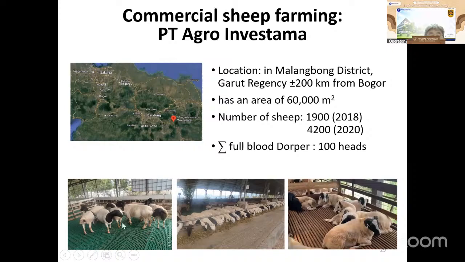These are full blood Dorper, and this is the crossbred one. Yeah, this is also the crossbred.